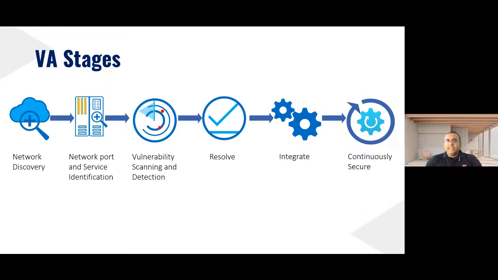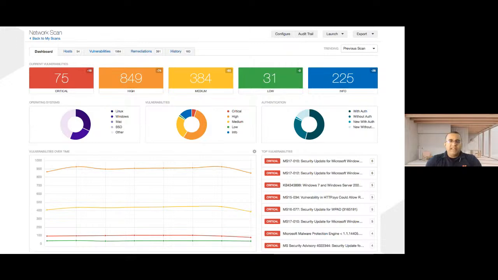Okay, so that is the VA stage, and this is how the scan report will look when you run the scan, right? So you can see here, they have scanned more than 54 hosts, that is 54 devices. They have identified more than 1,564 vulnerabilities. So they have more than 395 remediations. How do you fix it, right? Out of this 1,564, 75 are critical vulnerabilities that need to be fixed immediately, almost instantaneously.